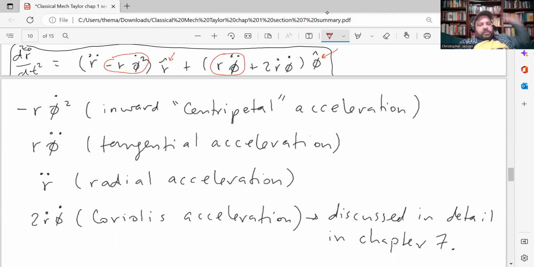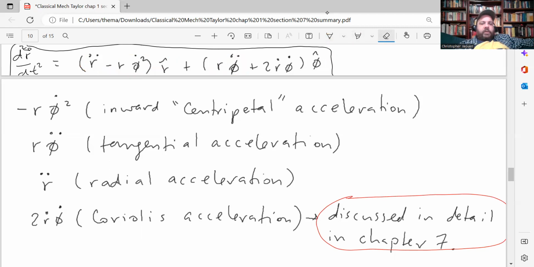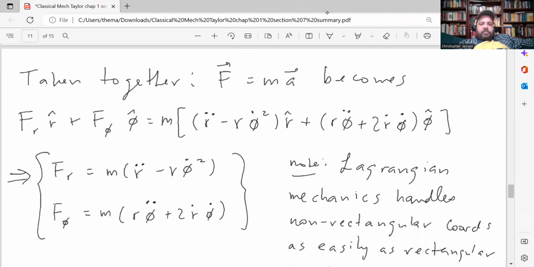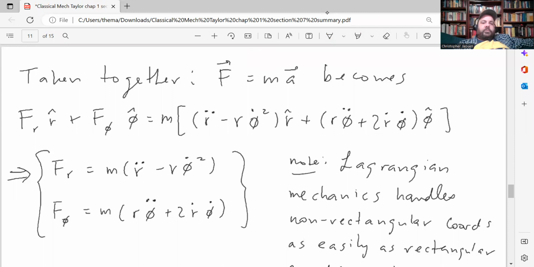R double dot should be obvious. That's the radial acceleration. That's this part here. And then 2 r dot phi dot is more obscure. That's called the Coriolis acceleration. And he says don't worry about it right now. We'll discuss this in more detail in chapter 7. So we'll have to wait for chapter 7 to explore that term. But until that time, we do have to know how to use it. Okay, so taken together, Newton's second law, F equals ma in polar coordinates, becomes this vector equation here.